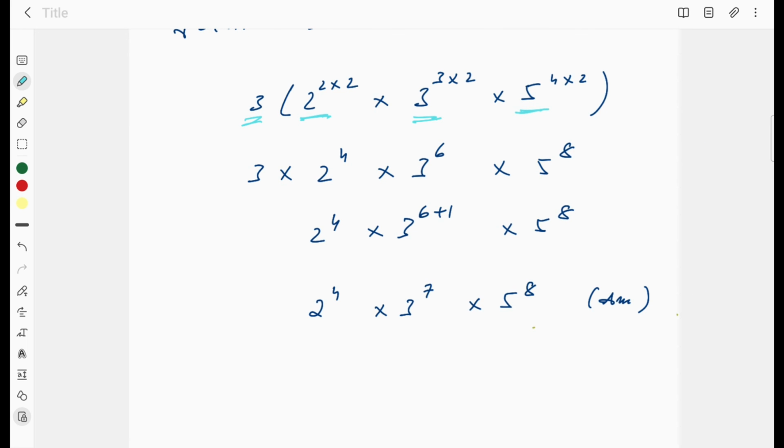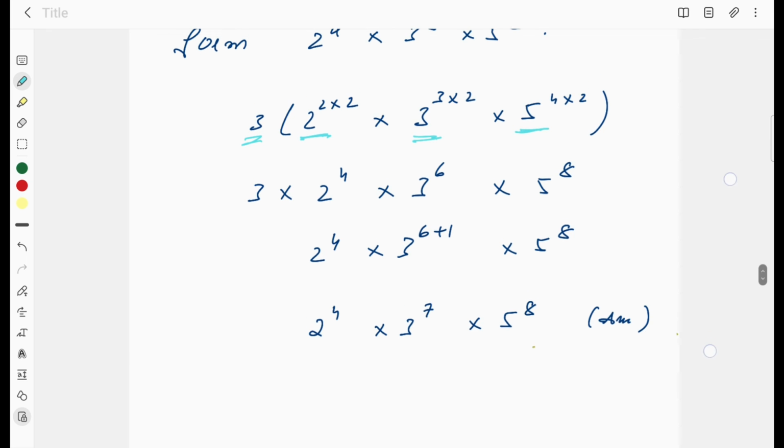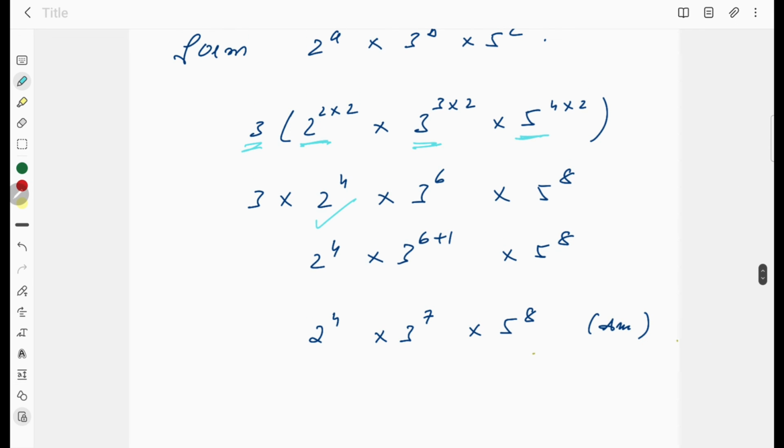You can do further simplification. 2 multiplied by 2 become 2 power 4, 3 multiplied by 2 become 3 power 6, 4 multiplied by 2 become 8, 5 power 8, and this 3 and this 3 can be further simplified since bases are same and both are multiplying together. So this will become 3 raised to the power 6 plus 1. While this remain as it is, this remain as it is. So this is your final answer.